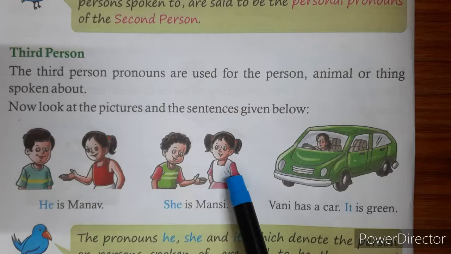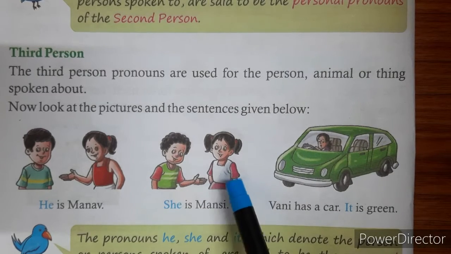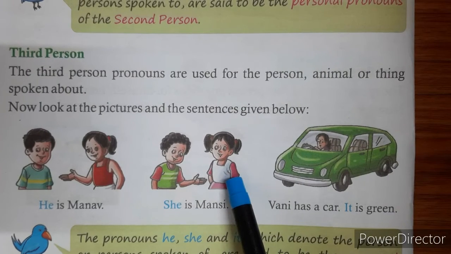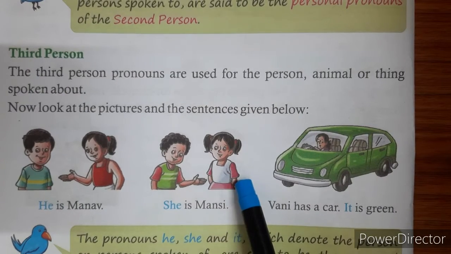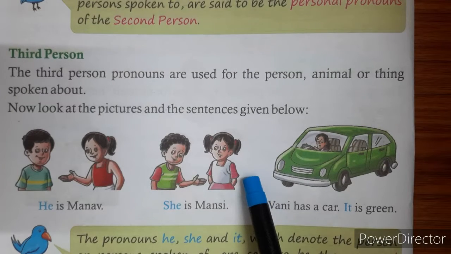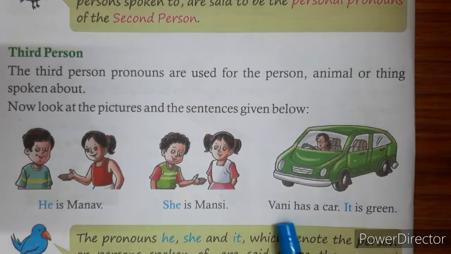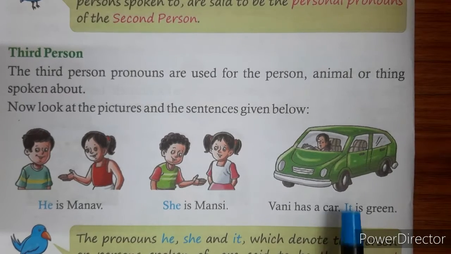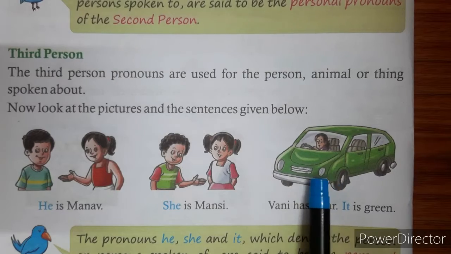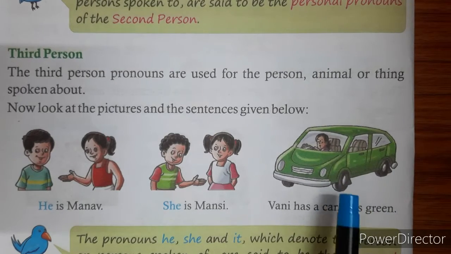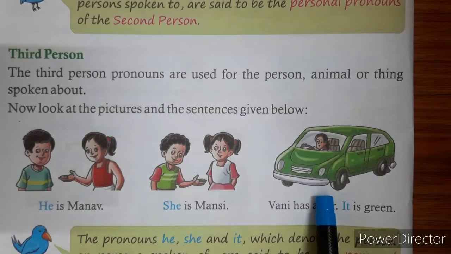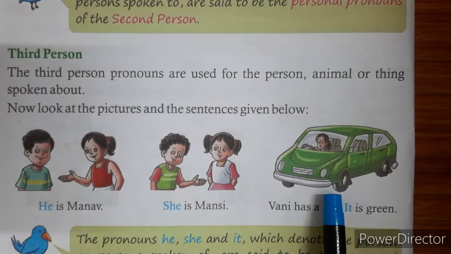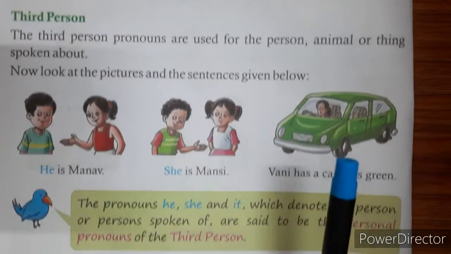Now, in the next picture, the boy says, she is Mansi. So, when we speak of another person, an animal or a thing or object, then it is said to be spoken in the third person pronoun. Vani has a car. It is green. It is green means the person is talking about the color of the car. So, it is being spoken in the third person.